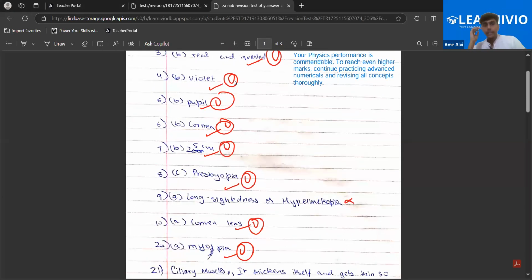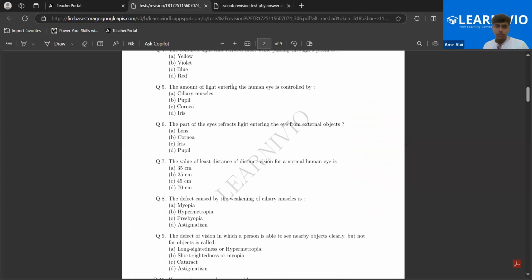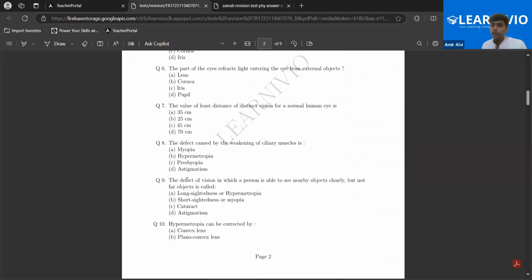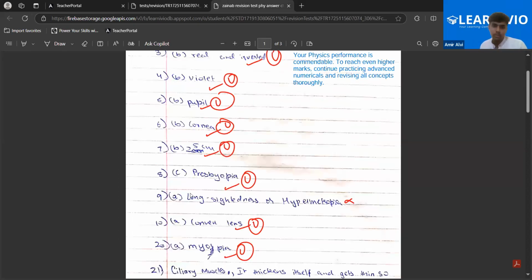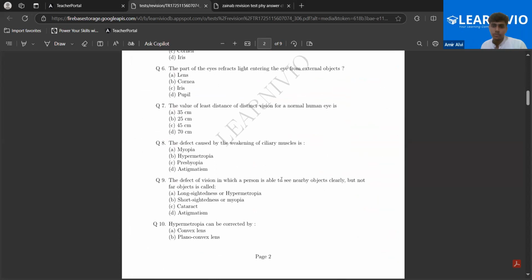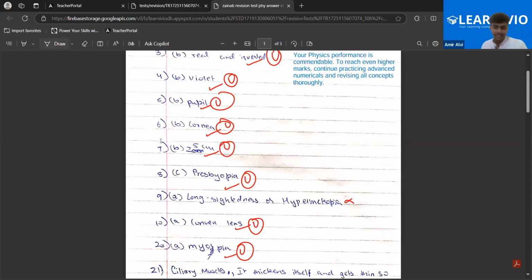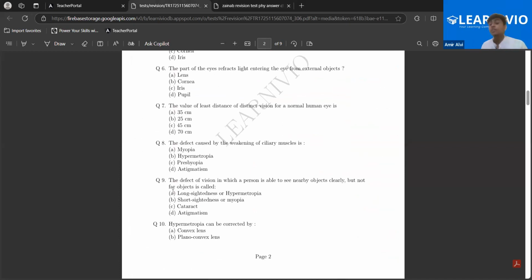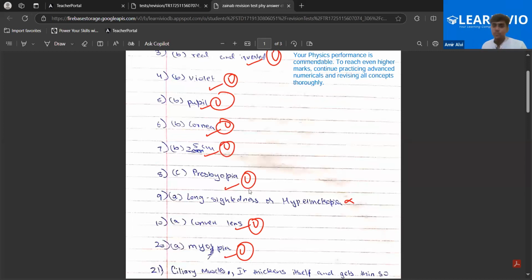So see this thing, 9th A. In the question: the defect of eye vision in which the person is able to see the nearby objects clearly, but cannot see the far objects. So that is myopia. That is written right. So long-sightedness or hypermetropia is not there.